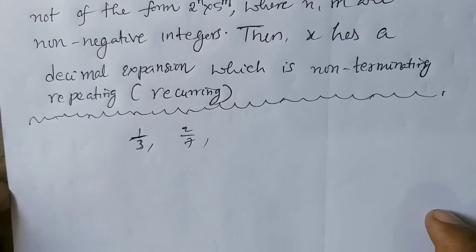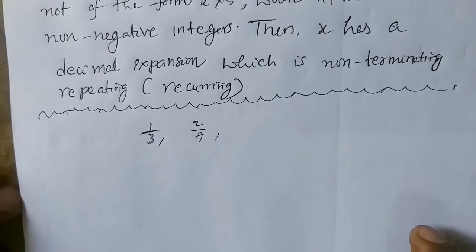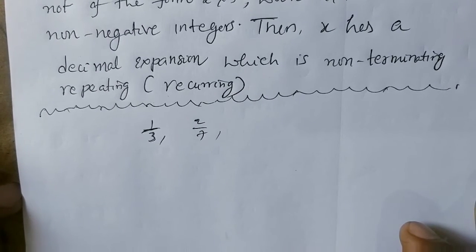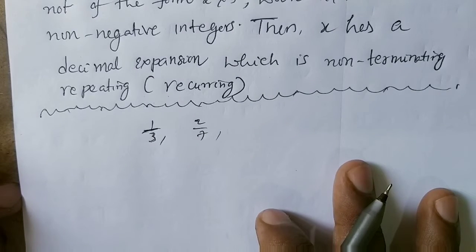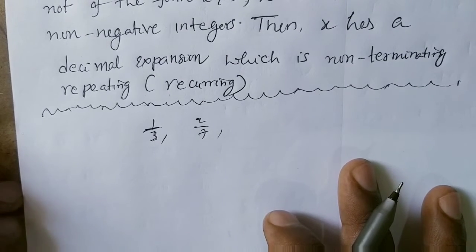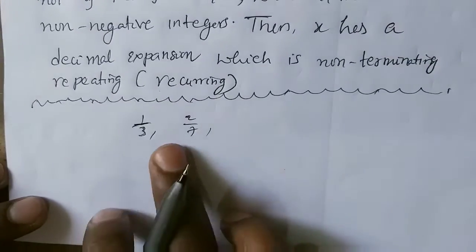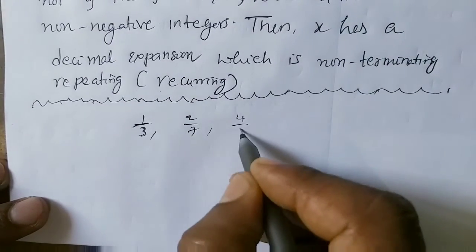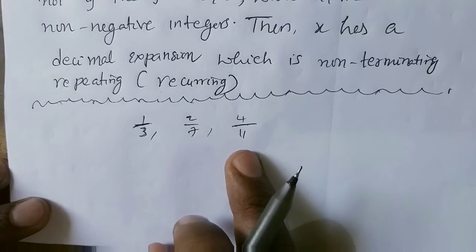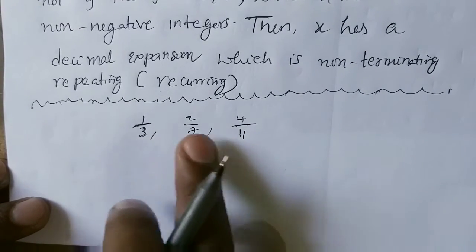Now we will discuss the rational numbers of the second type. What are those? Those numbers which are in the p by q form, but they are not terminating decimals. They are non-terminating and recurring decimals. Suppose we take the numbers 1 by 3, 2 by 7 and 4 by 11. These are rational numbers, and what will happen if you convert them into decimal form?